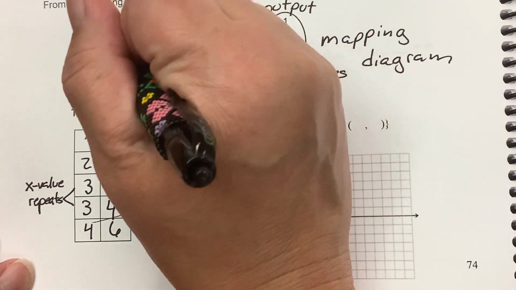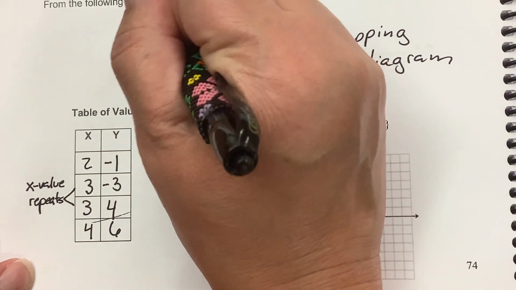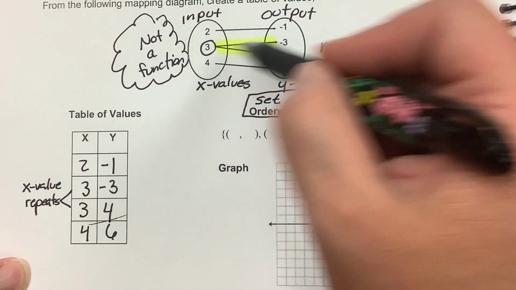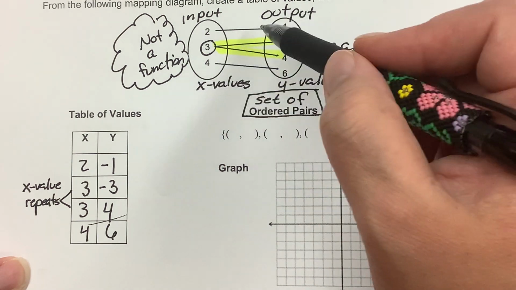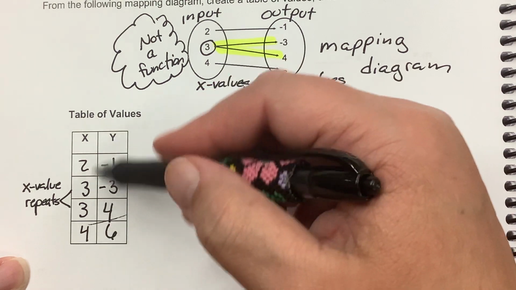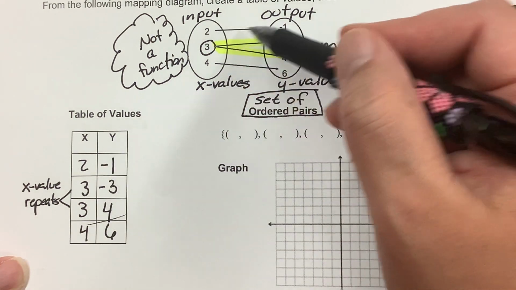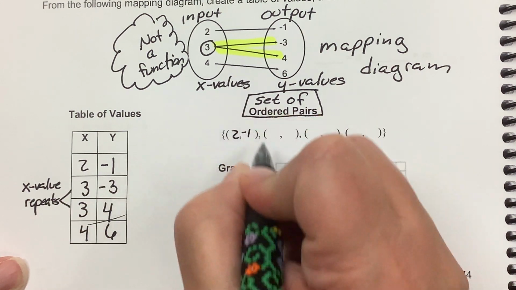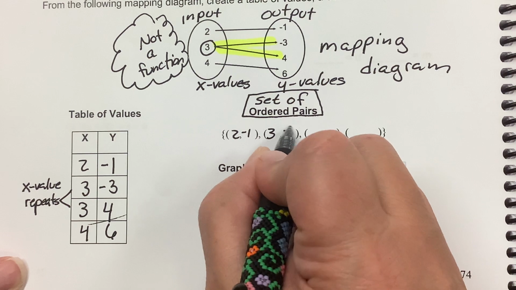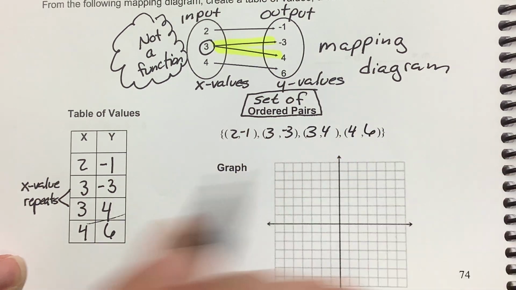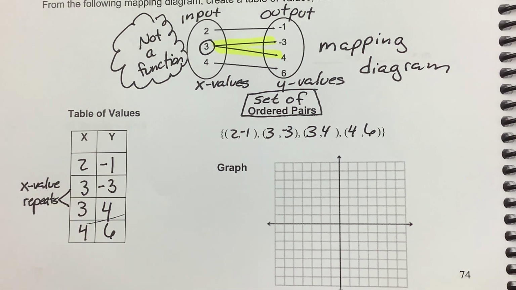Actually, I'm going to put a puffy cloud of happiness around here because none of this is going to make it a function. It's just a different way to write the same information. This is the data that we're given. You can write it in mapping notation or a table of values or a set of ordered pairs. So it's easier for me to see it from the table of values, but I could easily look up here and do it too. But 2, -1, and 3, -3, and 3, 4, and 4, 6, those are all my sets of ordered pairs.